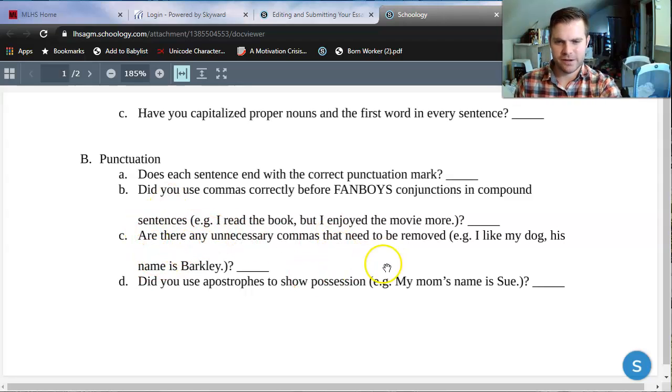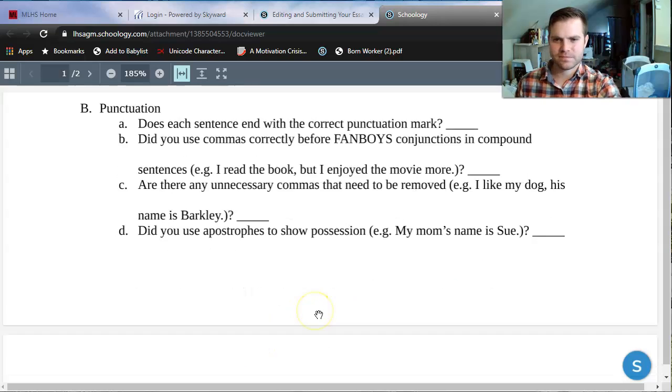If there are unnecessary commas that need to be removed, so comma splices, maybe watch for those. I like my dog, comma, his name is Barkley, could be split into two sentences. Or you can pop a FANBOYS conjunction, like and, before his to fix that comma splice. Did you use apostrophes to show possession? So watch out for dropped apostrophe S. That's a really common one that we make when we speak, that we have to watch for when we write.